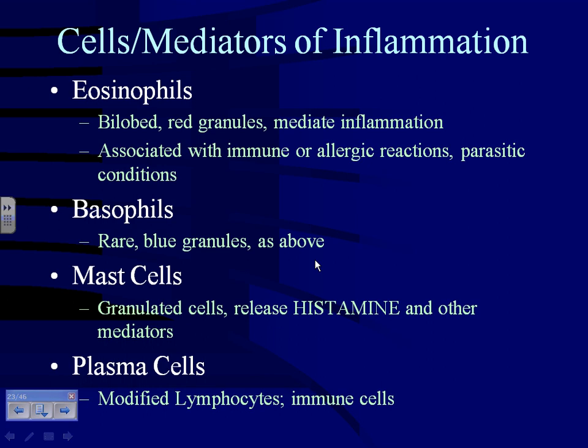Basophils are uncommon. We see them uncommonly, certainly in the cervical smear. They have blue granules and also participate in certain inflammatory responses. Mast cells are granulated cells that release histamine and other mediators. Histamine is also important in causing certain allergic type responses. Plasma cells, as we mentioned earlier, are basically modified lymphocytes. Plasma cells actually are a type of mature B cell, okay? And again, participate in immunoglobulin production.